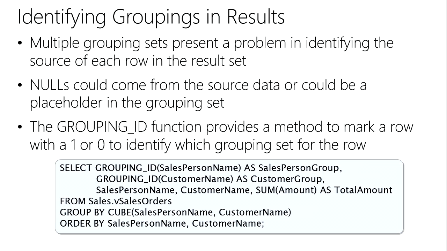So for each possible column I've got that I might be grouping on, I can use the grouping ID function to give me a 1 or a 0 to say, is this row grouped on this column or not?